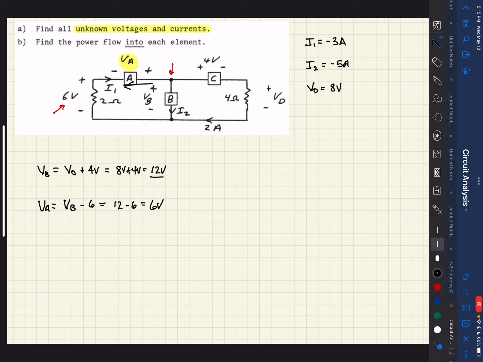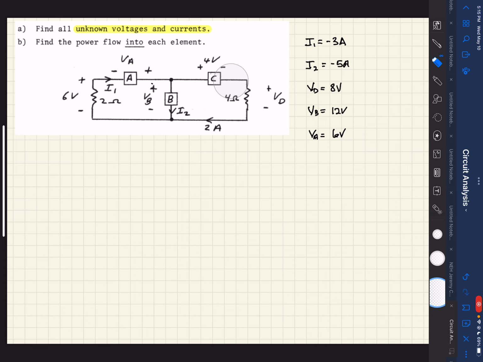So again, I'm going to just rewrite these over here. We've got VB, we said was 12 volts. And then we have VA, which we said is 6 volts. All right, so we've determined all of the unknown voltages and currents in part A. So these right here are the answers to part A.